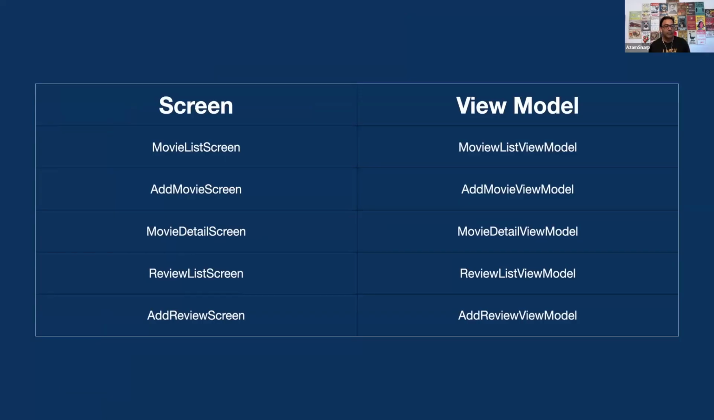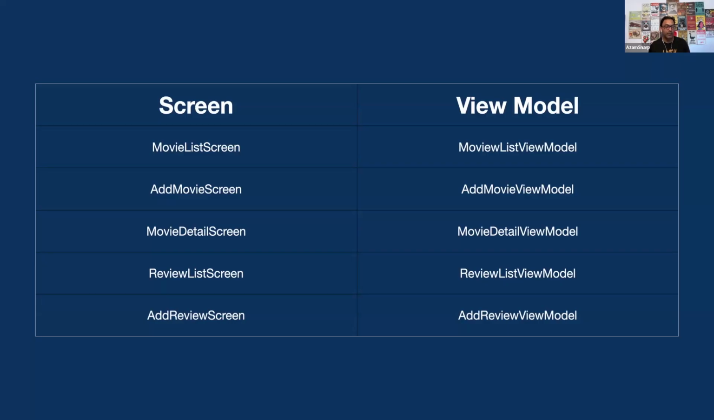The movie list screen, add movie screen, movie detail screen, all they want is to get access to the movies or perform an action on the movie. So I was creating different view models, different sources of truth, for every single screen. This means the number of view models is directly proportional to the number of screens. So if I have 50 screens, I will have 50 view models. I can have 50 screens but 350 views.